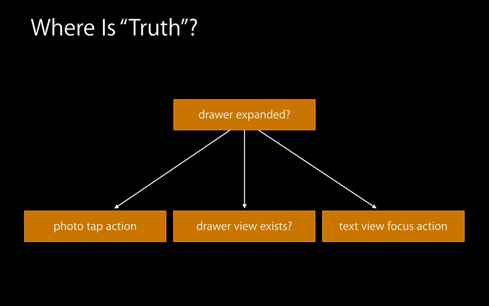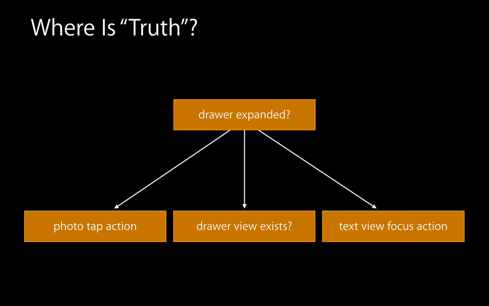And when you tap in the text view, you should only really be collapsing the photo drawer if it is actually expanded. You don't want to try to collapse the photo drawer if it's in the process of being collapsed already, but that drawer view hasn't been removed yet. Now in this talk, I'm not actually going to make the code changes that we're talking about here because we have a lot of material to get through and I want to cover it quickly.